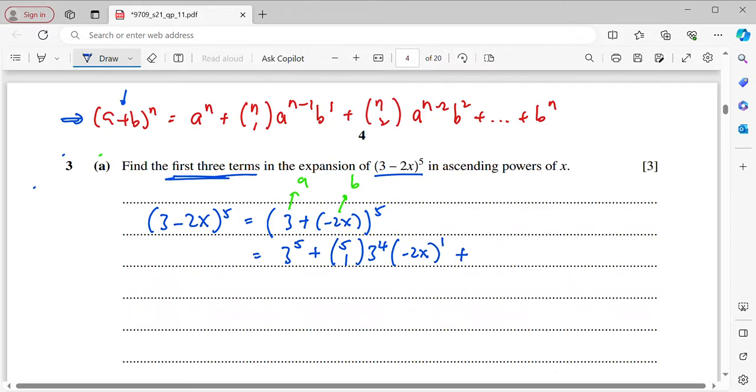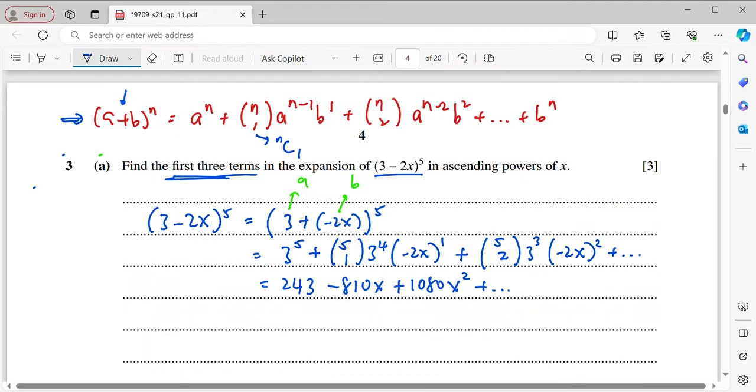Okay, and we need the first three terms. So this is our second term. And then the third term, 5C2, 3 to the power 3, negative 2x to the power 2, plus dot dot dot. Right, so from here, when you simplify the terms, the first one will be 243. The second term, 5C1, this is same as nC1, so 5C1 times 3 to the power 4 times negative 2 to the power 1, it will be negative 810x. And then the third term is going to be plus 1080x squared. So this is our expansion.